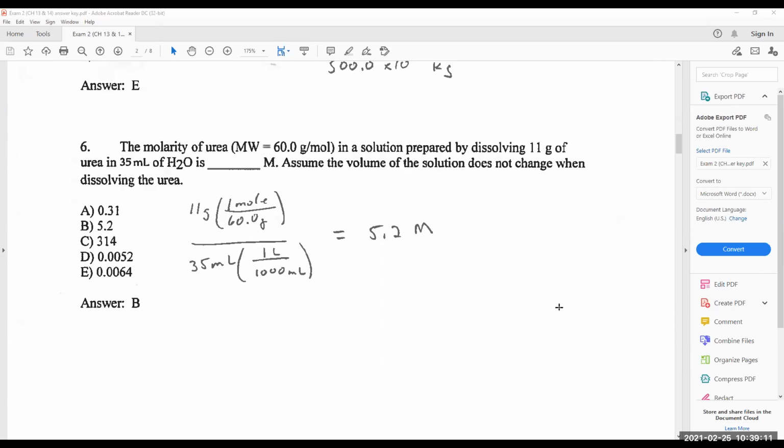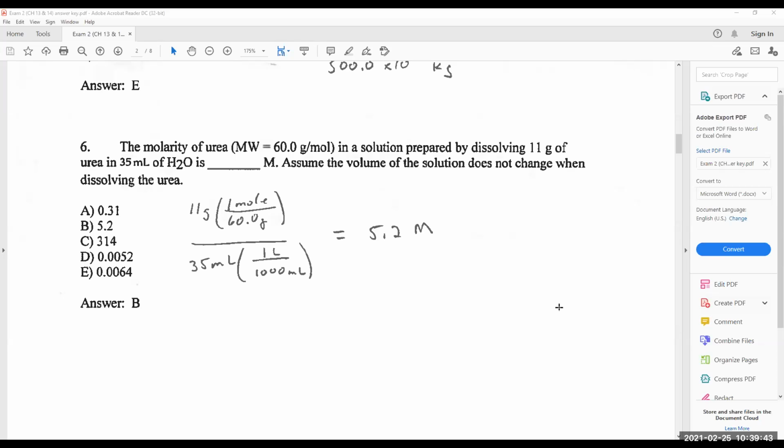Number 6 is similar, except now we're calculating molarity. And so molarity, remember, is moles of solute per liters of solution. And so we're told that we have some urea, 11.8 grams of urea, and it's in 35 mils of water. And then it's noted that assume that the volume of the solution doesn't change when you dissolve the urea. So you didn't have to do any correction for that 11 gram addition is what that meant.